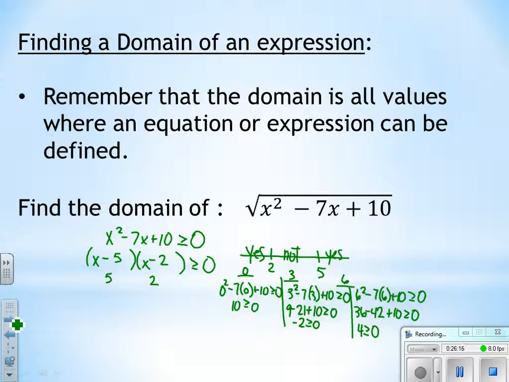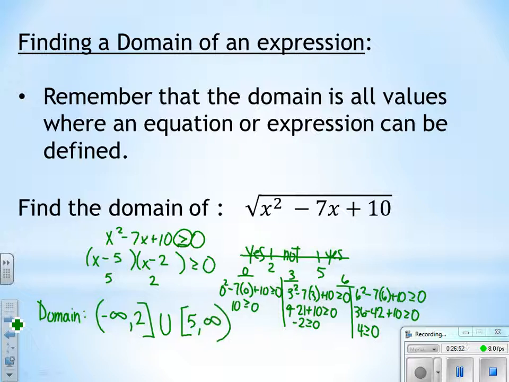So to state our domain, the values that work: anything under 2. And because of our symbol here saying that it can equal 2, negative infinity, oops, I did my infinity sign upside down. Let's go sideways. Up to and including your 2, so use that hard bracket, along with, we can include our 5 and everything above. So there's our domain stated in interval notation.